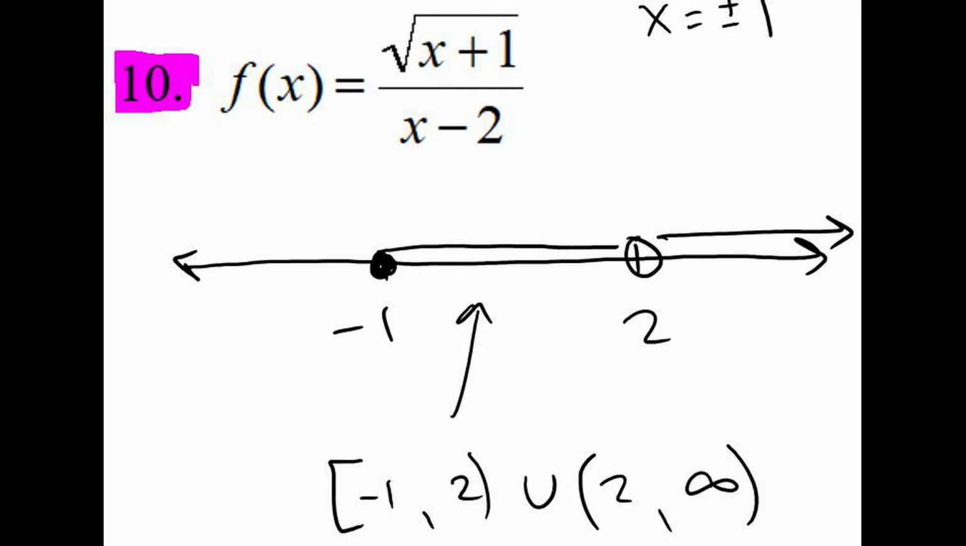For example, if you plugged in, let's say, negative 5. Negative 5 plus 1 would be negative 4. The square root of negative 4 is not possible. So negative 5 is not going to work for it.